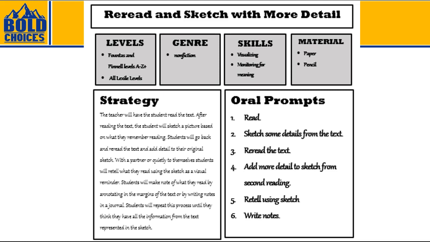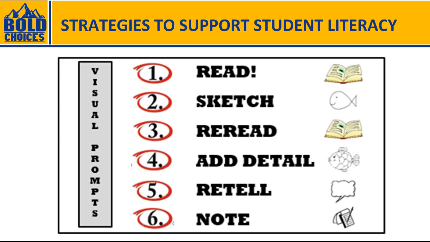Then we can use the sketch to make sure that we are discussing and sharing that thinking, which again is super critical to our literacy skills. We have to be able to not only read and write about it, but also discuss. And then we can write notes to help verbalize what we visualized in our sketch. So again, here are the steps just broken down simply. We read, we sketch, reread, add details back to that initial sketch, retell what we've read, and make notes.